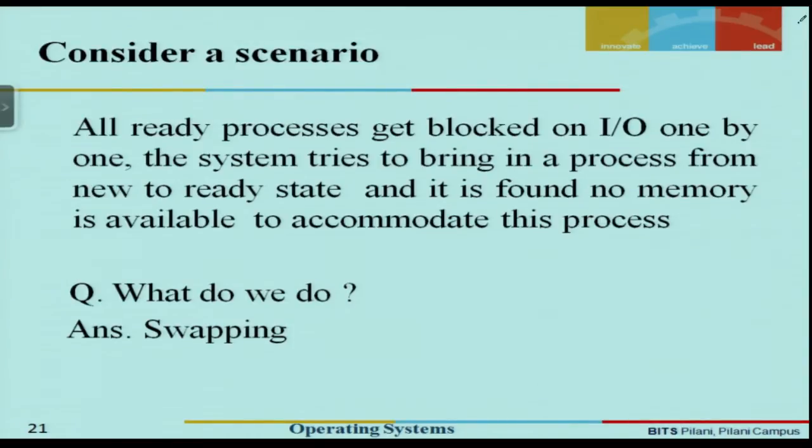Let us assume that we have a set of processes in a ready state, and these processes are scheduled on the processor. The dispatcher dispatches them one by one to the processor, and while executing for a very small amount of time on the processor, each of these processes makes an IO request and gets blocked on the IO device.